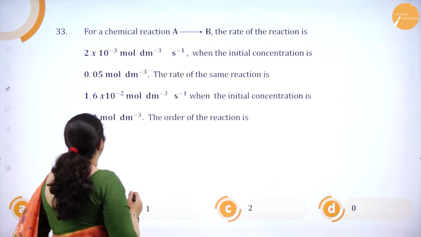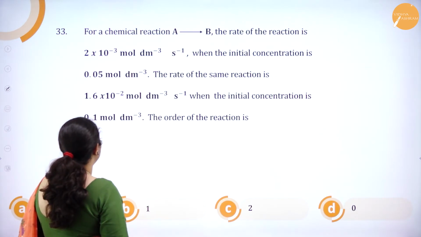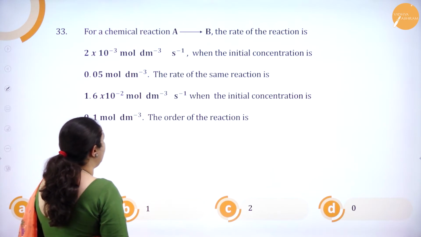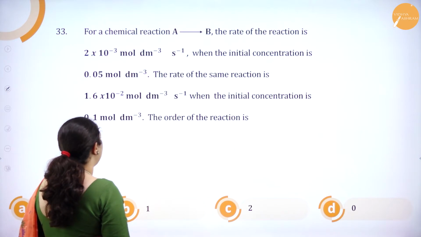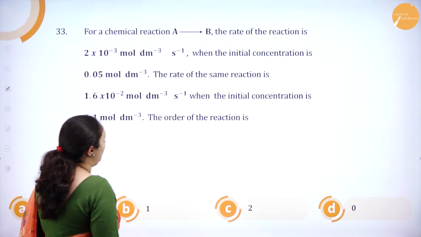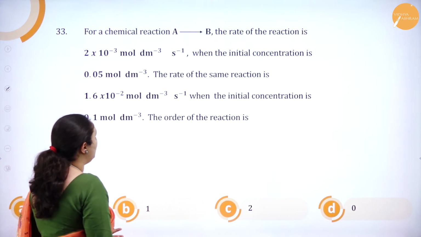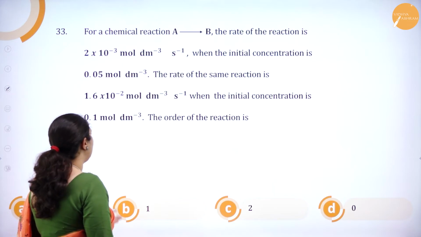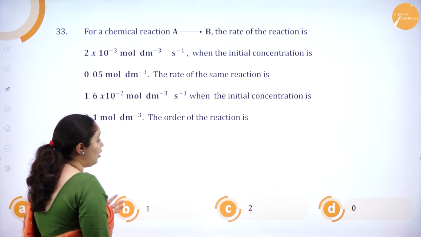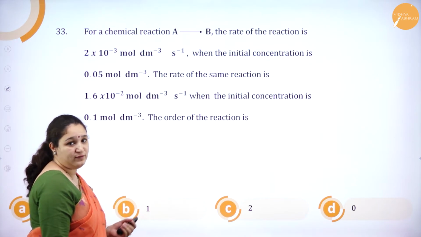33rd question. For a chemical reaction A giving B, the rate of the reaction is 2 into 10 power minus 3 mole per dm cube per second when the initial concentration is 0.05 mole per dm cube. The rate of the same reaction is 1.6 into 10 power minus 2 mole per dm cube per second when the initial concentration is 0.1 mole per dm cube. The order of the reaction is. So we have to find out the order of the reaction.